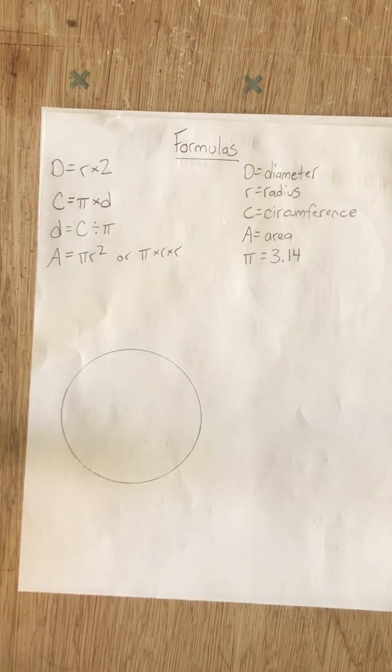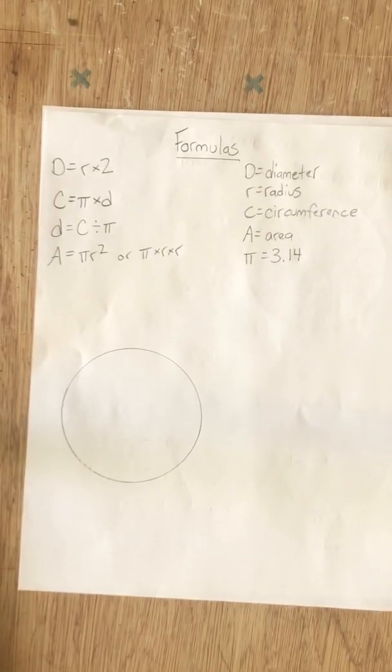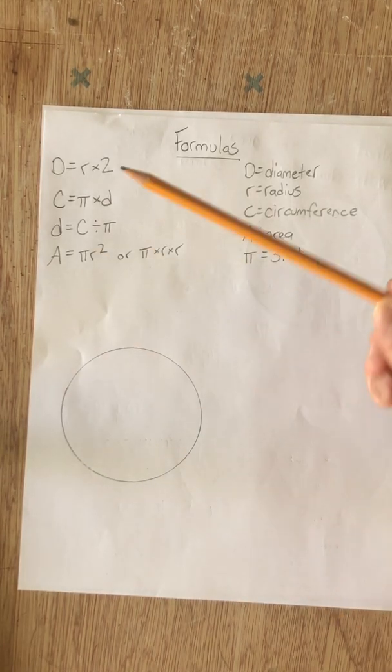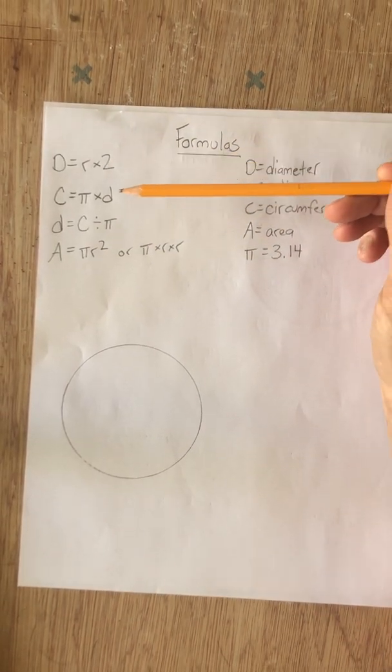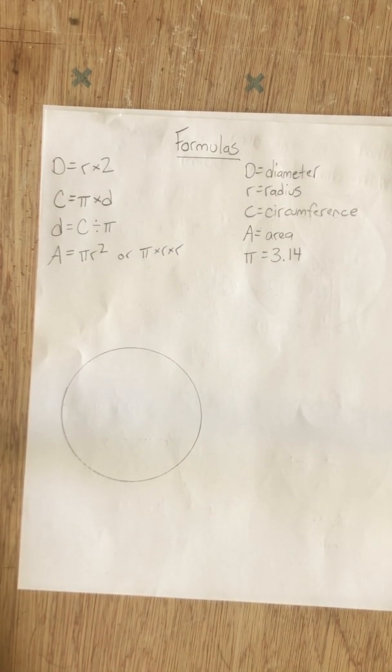All right, so this week, guys, we are going to be reviewing everything that we've learned about circles. We've learned about these different things at their own different times: first looking at diameter and radius, then circumference, then area. This week, we're going to be looking at all three different things together.